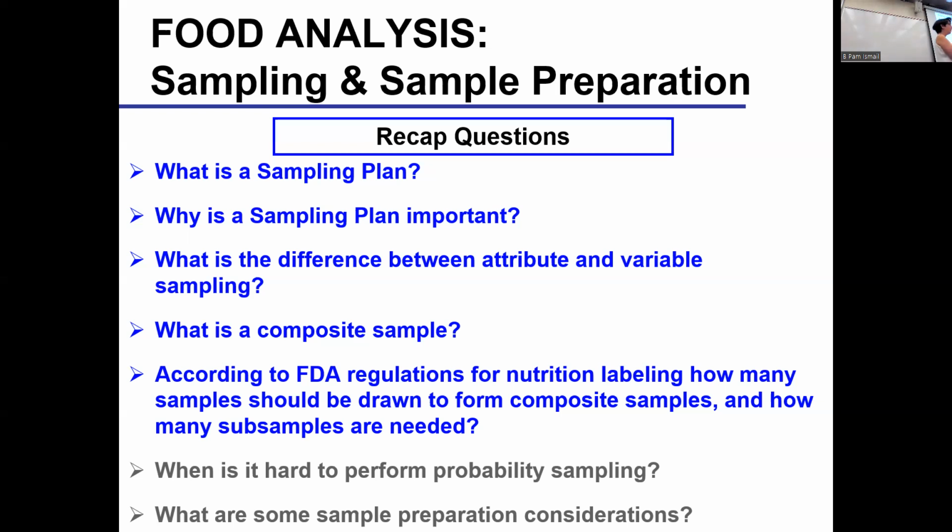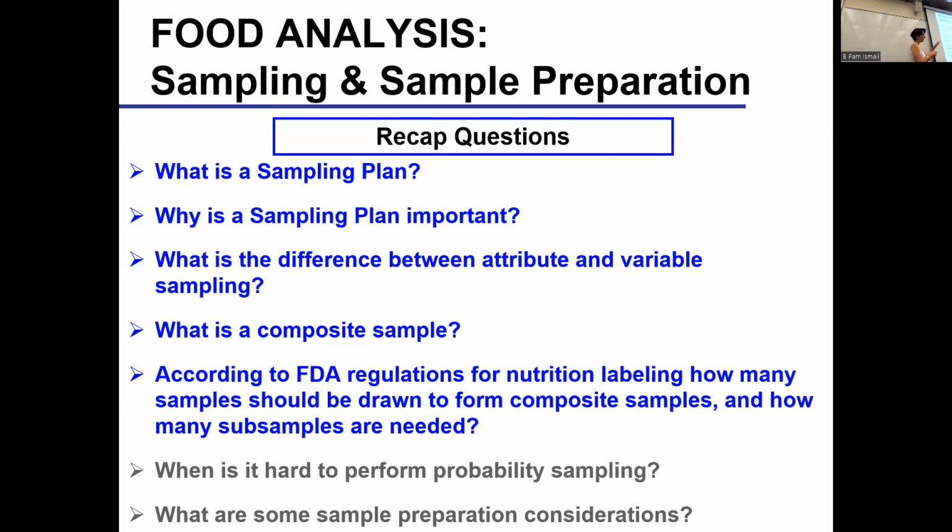So when I have a randomly distributed attribute, I would go for attribute sampling where I take a lot of samples out. I want to make sure that I screen enough samples so that I can say this lot is acceptable and safe, free of salmonella. It doesn't have Clostridium, it doesn't have aflatoxin. So I can be sure of something that would potentially be present randomly across my different samples within a lot.